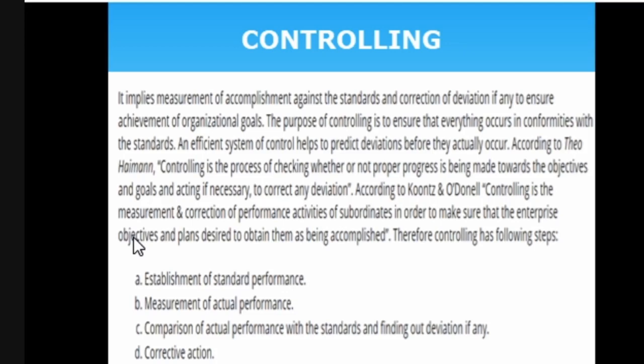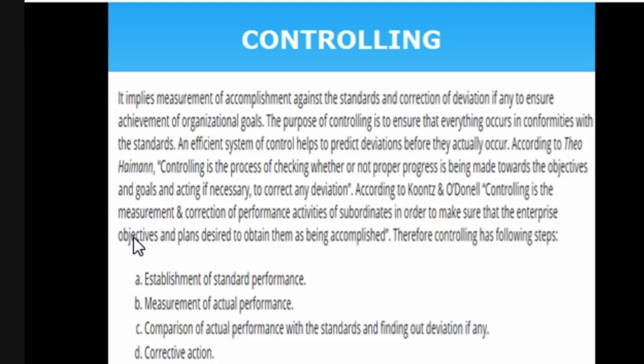So next comes controlling. It implies the measurement of, actually controlling is not a part of POSDCORB, but I am telling it so that you can understand it. It implies a measurement of accomplishment against a standard, with correction of deviation, to ensure achievement of organizational goals. The main purpose of controlling is to ensure everything occurs in conformity with the standards. So controlling in the sense that everything is done properly. You are controlling that everything is going in the right order, so nothing is misplaced or changed. So you're controlling the event, right?